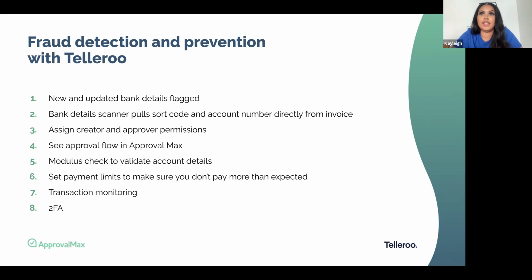So I guess the first thing there is, you've been through an approval process with ApprovalMax, hopefully, and the invoices are now sitting in Xero, for example, and essentially now good to be paid, right? They've been through that approval process, yep, we need to pay these people. And so at this point, this is really where our tools then kick in. So the first one there being new and updated bank details being flagged.